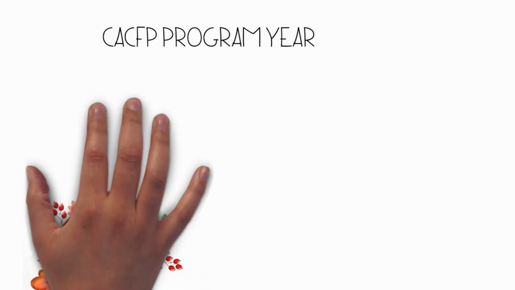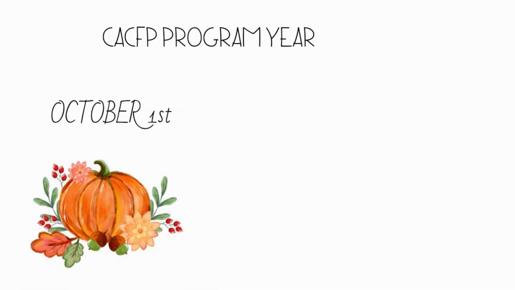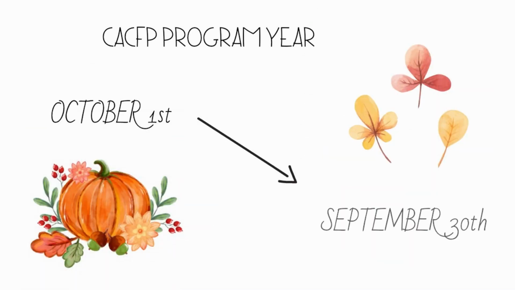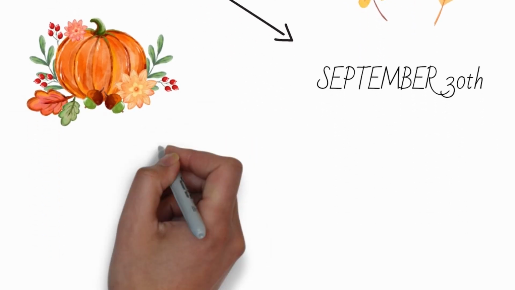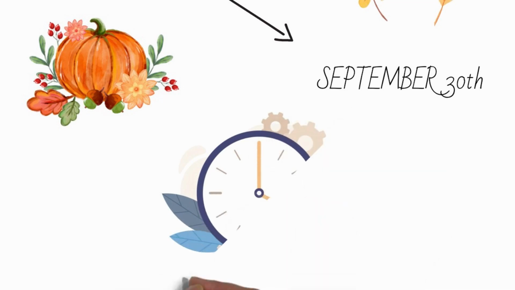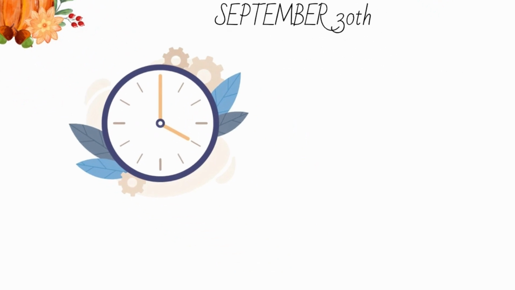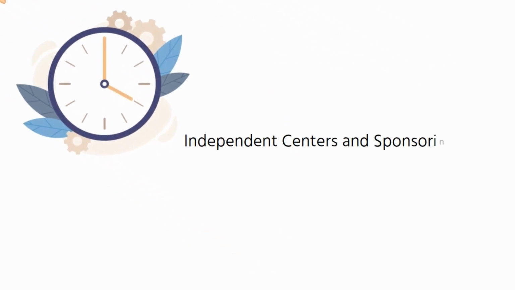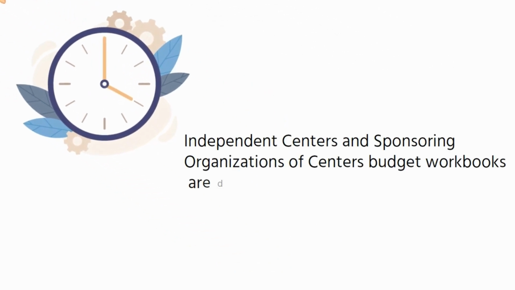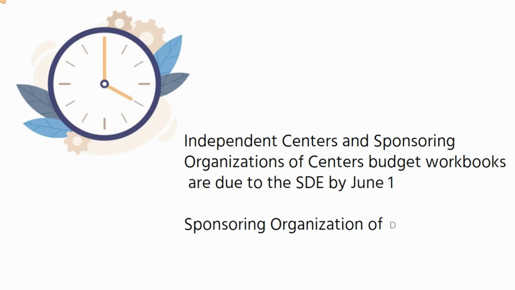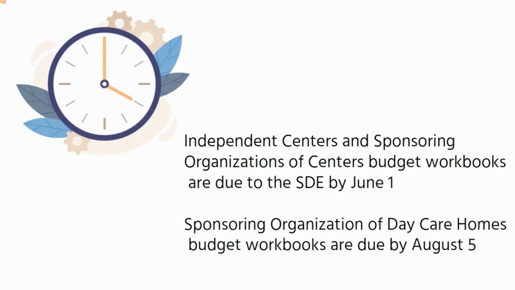The CACFP program year begins October 1st and runs through September 30th. The budget process begins early, so institutions may plan ahead, complete the workbook, and receive SDE approval before the program year begins. Independent centers and sponsoring organizations of centers' budget workbooks are due to the SDE by June 1st, and the sponsoring organization of daycare homes' budget workbooks are due by August 5th.